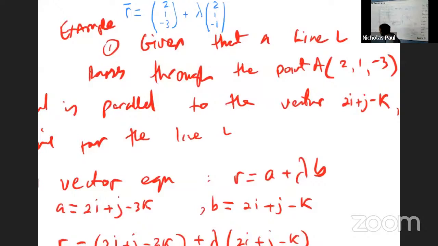Right, try to do this now. Put it in vector form. Just write it like the equation.